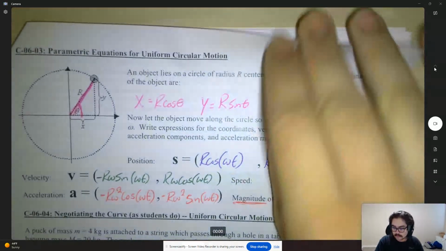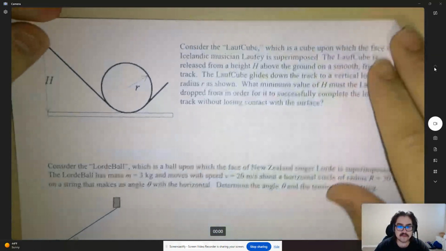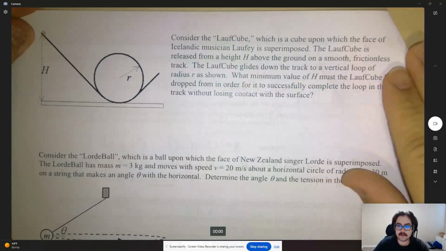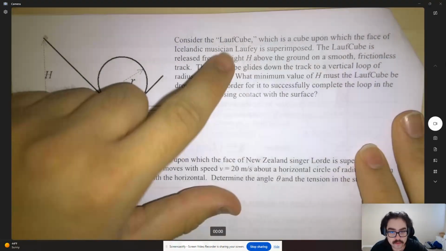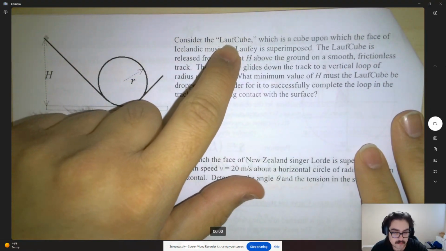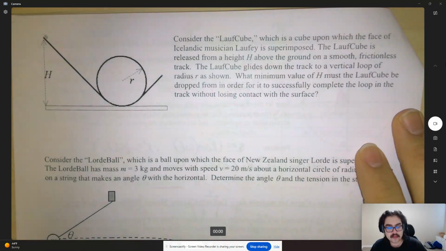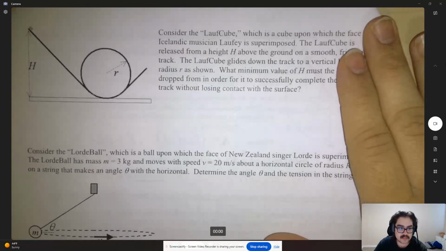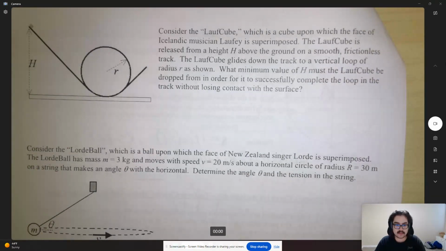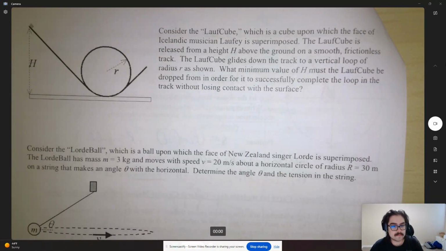The next example mentions something called a Lave cube. If you don't know what a Lave cube is, it's a cube upon which the face of Icelandic musician Levi is superimposed. If you Google Lave cube, you will find somebody made a template that you can print out, and it's literally a cube, and every side is Levi's face, and you just fold it. It's pretty funny. I actually first found it on TikTok.